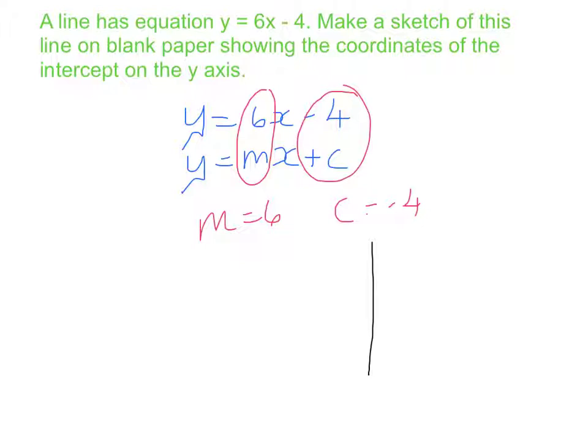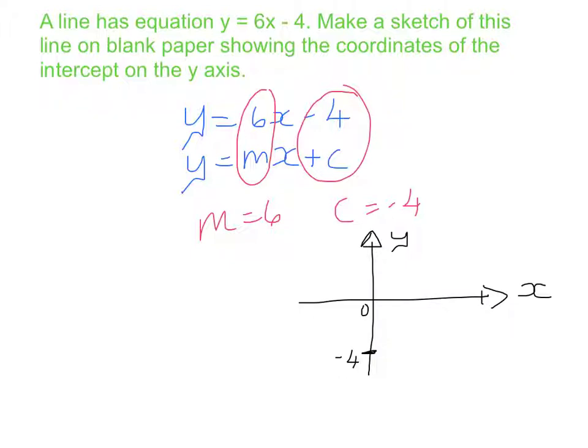So when I sketch my axes, now I'm not using a ruler here, you obviously will use a ruler when you're doing it. What this actually means, this c means that the point that this line crosses the y-axis is negative 4. Now I know that 0 is here, so I'm going to make negative 4 down here somewhere.